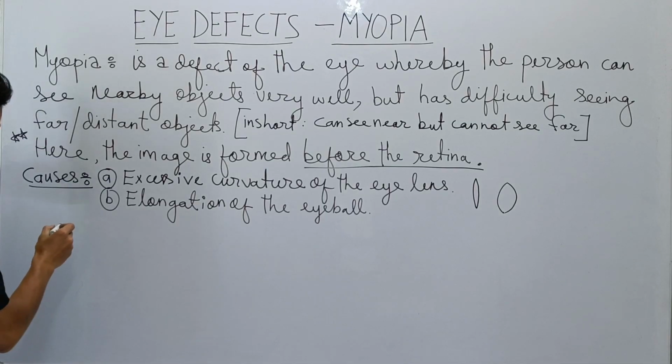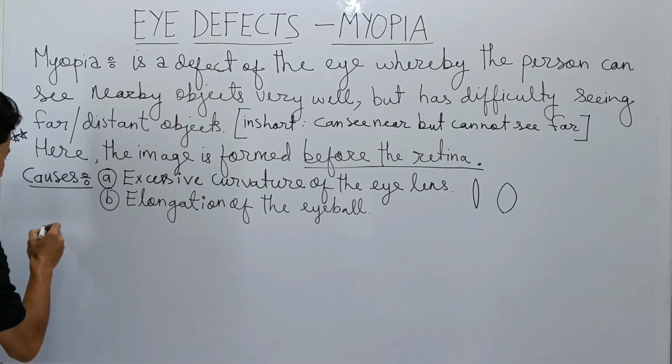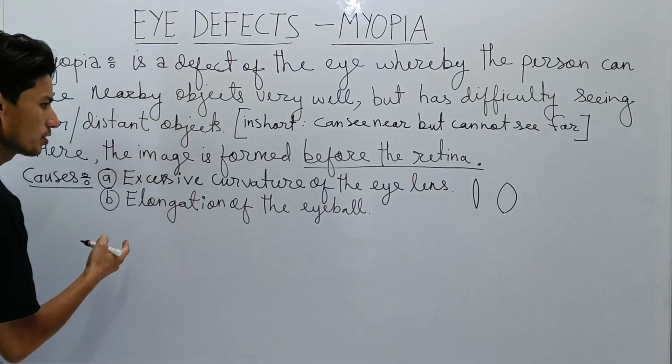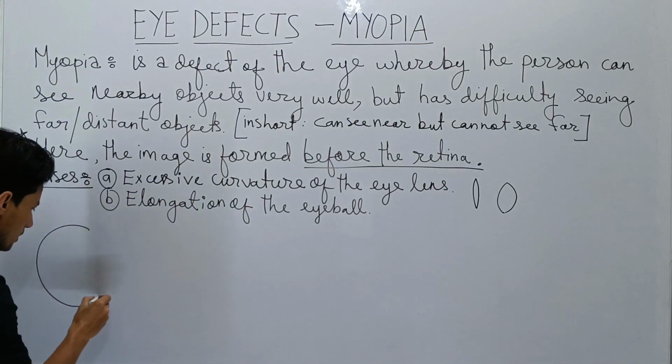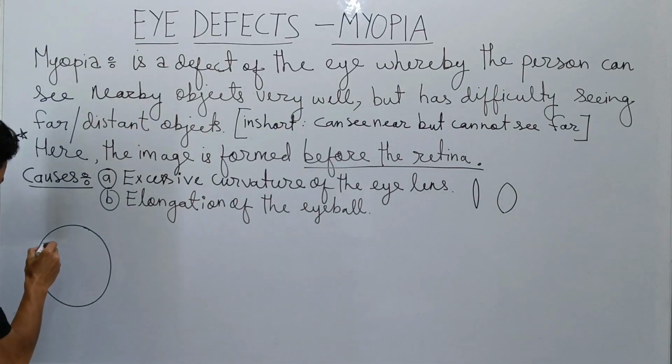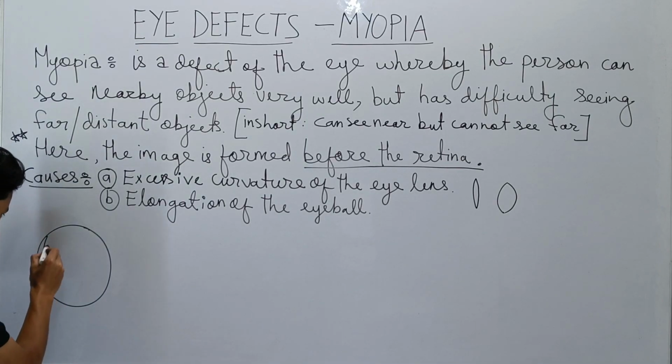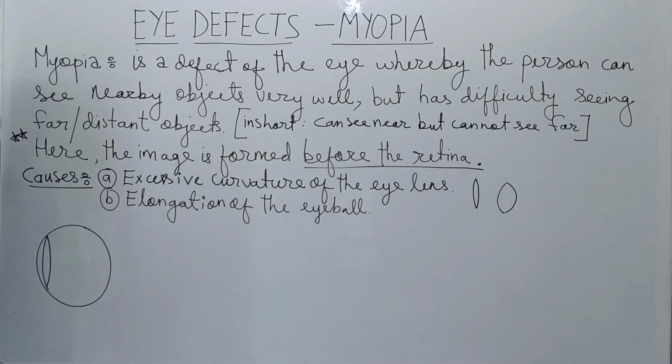Now, see, normal eye lens. Let me draw diagrams now. To explain excessive curvature of the eye lens, let me draw a normal eye lens. So let's say this is a normal eye lens. Then let me draw the lens here. Now I'll draw light rays. So light ray and light ray. These are light rays entering the eye.